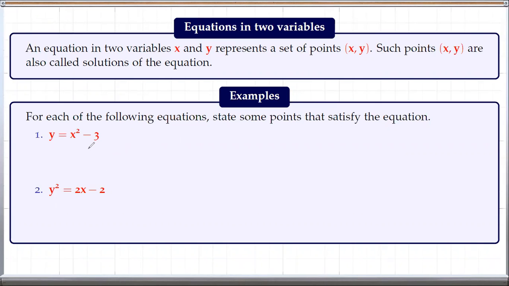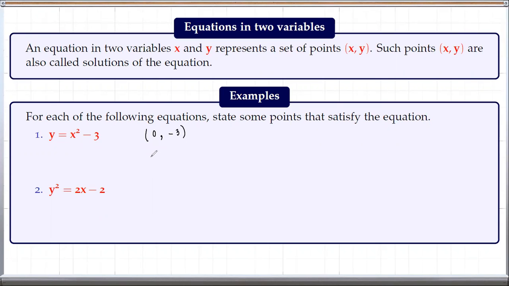Here, I have put down a couple of examples. The first equation here is y equals x squared minus 3. Let's try to find out some solutions of this equation. So for example, if we take x to be 0, then y has to be 0 squared minus 3, which is negative 3. So this is a solution to this equation.